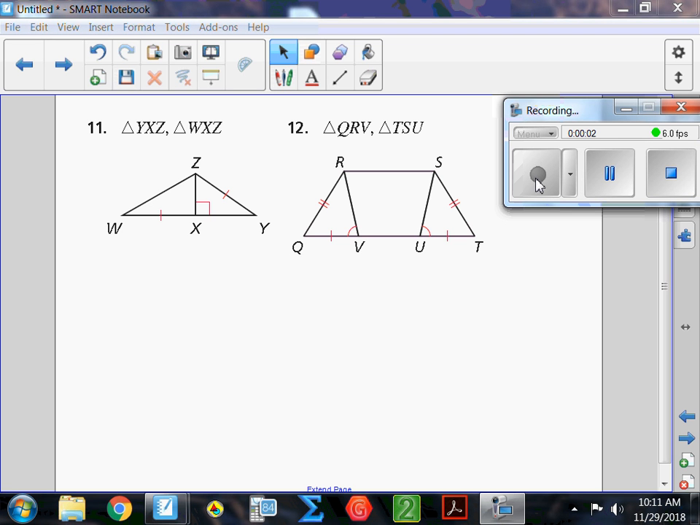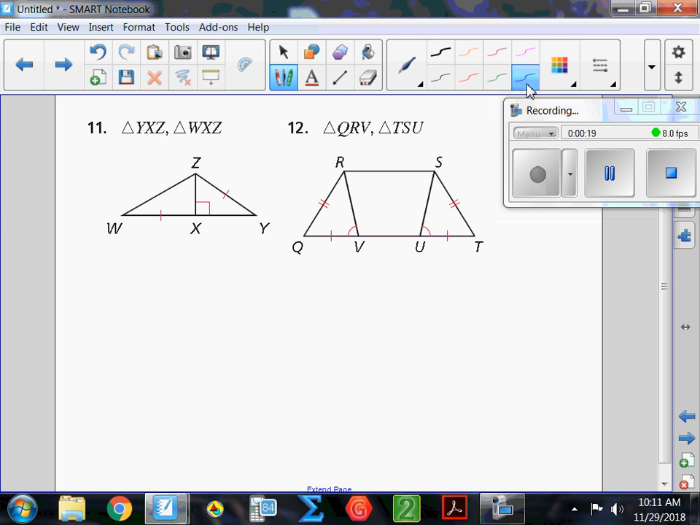These problems are numbers 11 and 12 on page 249. The directions are to determine whether or not you can use the side angle side theorem to show that the triangles are congruent. I'm going to start with number 11 and mark what we see.